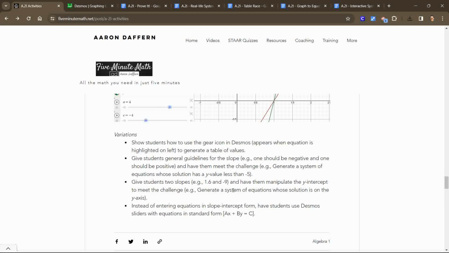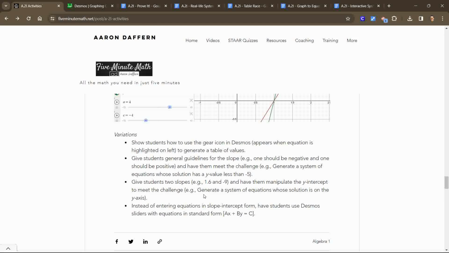But maybe you can say one slope has to be negative, one slope has to be positive. Or you need to generate a system of equations, and the solution has a y value less than negative 5. So you might want to give the students two slopes, like one has to be 1.6, one has to be negative 9, and then they manipulate the y-intercept to meet the challenge.